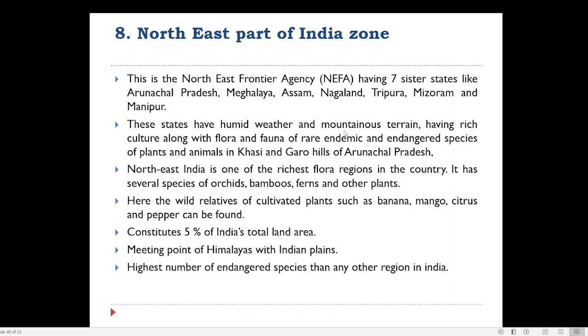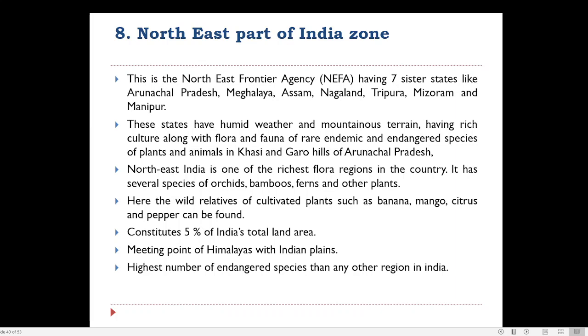Many kinds of endemic animals and endemic plants are there, and there is one type of hills known as the Khasi and Garo hills, present in the northeast. They are very high, but high diversity of animals and plants are there. So northeast India is one of the richest flora regions in the country. In terms of plant diversity, different types of plants are there, like orchids, bamboos, ferns, etc.